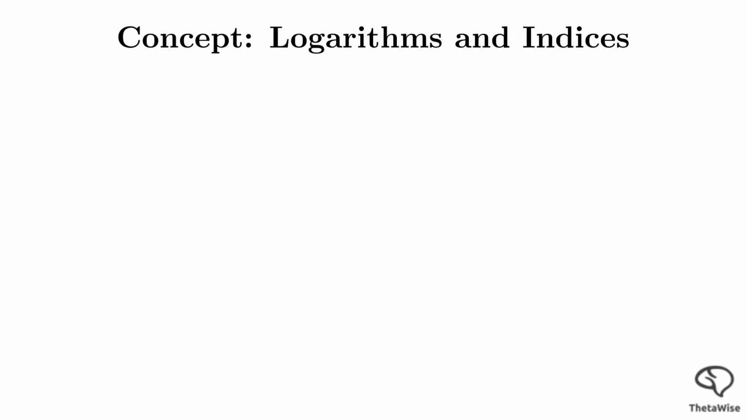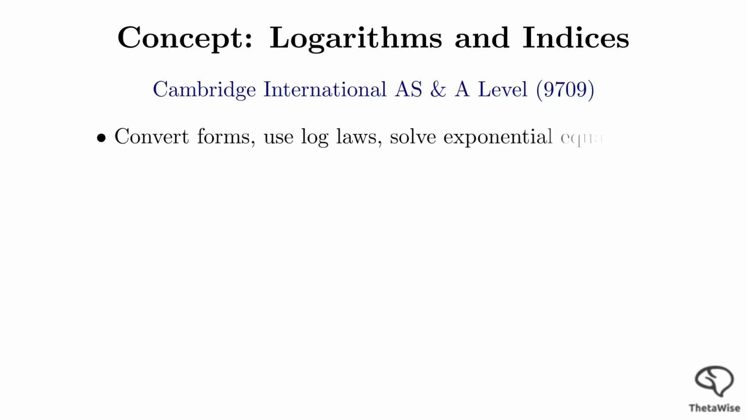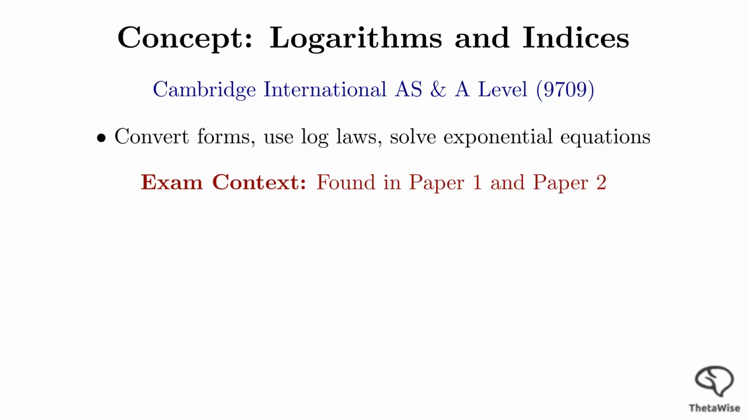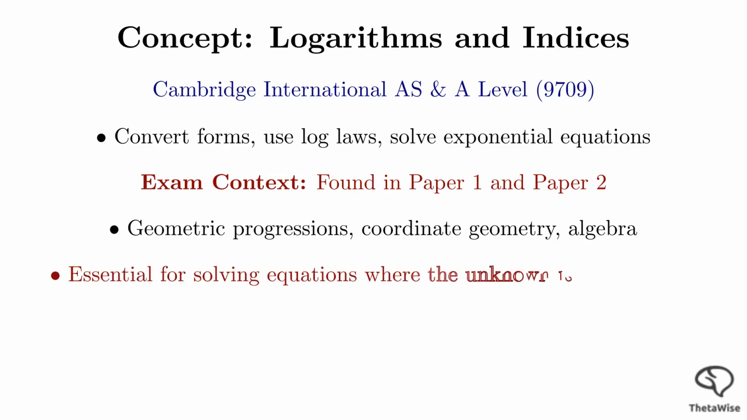Today, we are mastering logarithms and indices, a fundamental component of the Cambridge International A-Level Pure Mathematics 1 syllabus. You will learn to convert between index and logarithmic forms, manipulate expressions using the laws of logarithms, and solve exponential equations. This topic is a staple in the 9709 examinations, often appearing in questions involving geometric progressions, coordinate geometry, or as standalone algebra problems. Mastering this ensures you can handle any equation where the variable is trapped in the power.